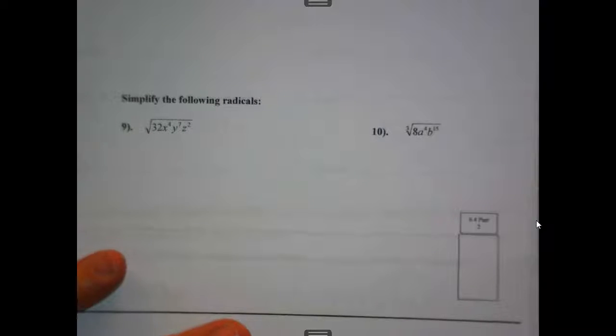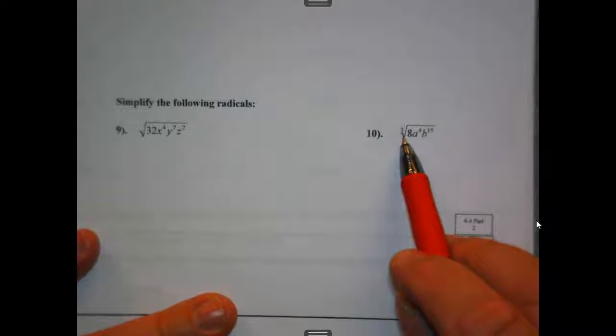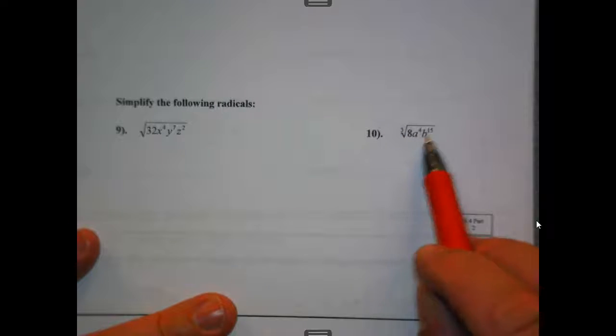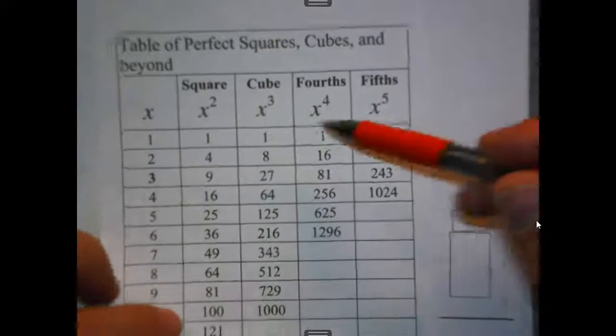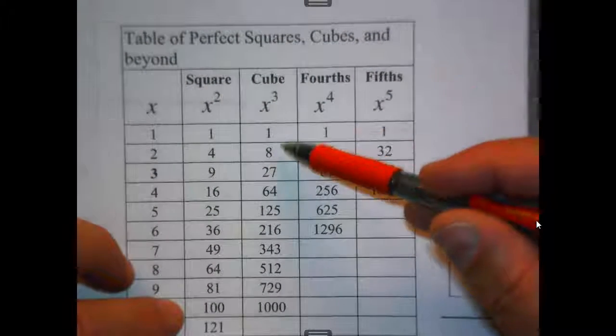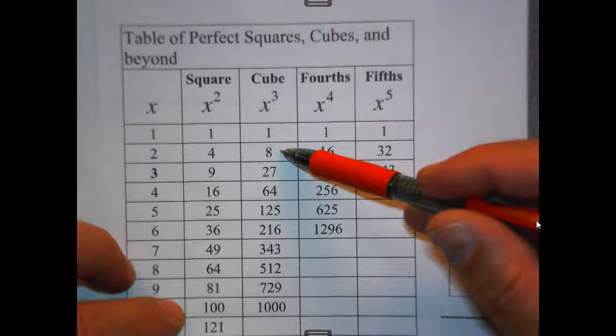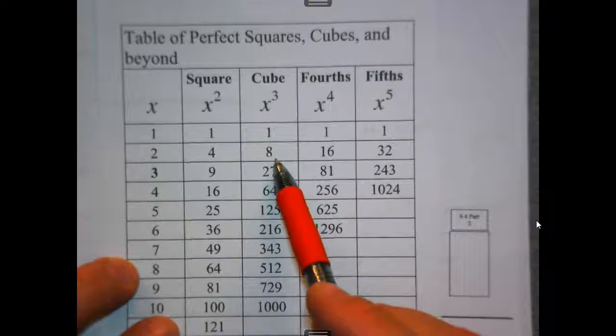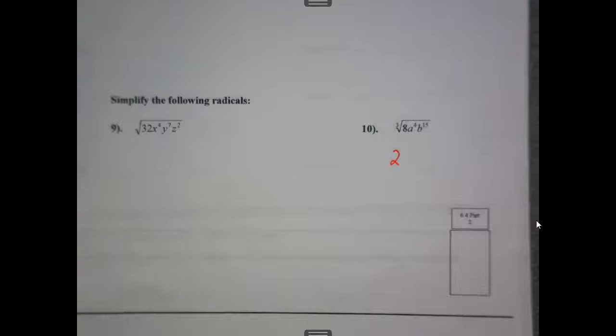This is 6.4 part 2, which is radicals. We have to simplify this radical: the cube root of 8a to the 4th b to the 15th. You have your handy dandy little chart. We're looking for a cube root, and the number 8 is a perfect cube. So the cube root of 8 is 2. Now the a.